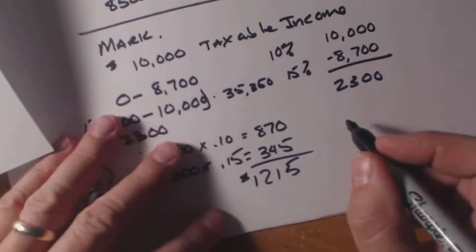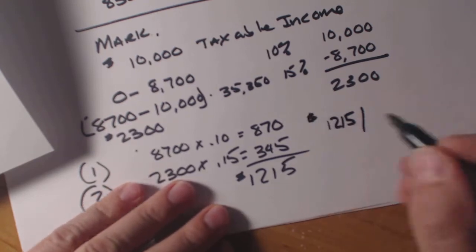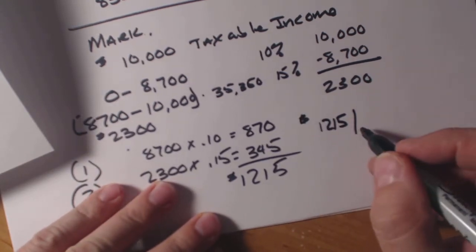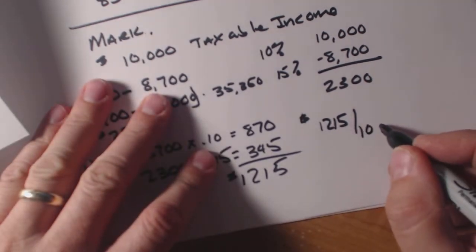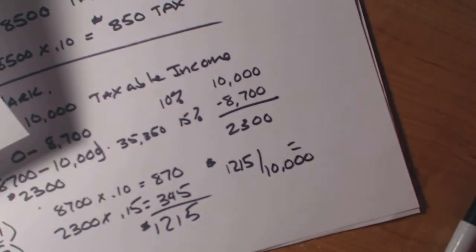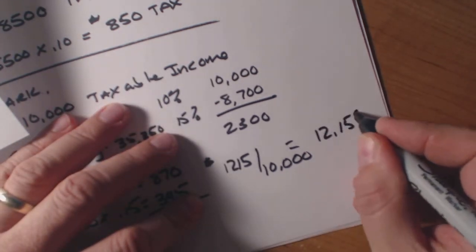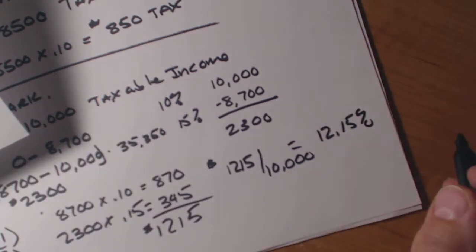Now his percentage of tax that he has to pay is the $1,215, and we divide that by what he started with, which is 10,000. I'm doing a quick division here, and Mark's tax rate is 12.15%.